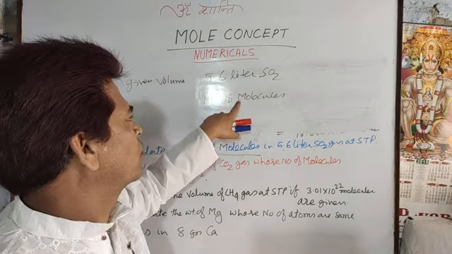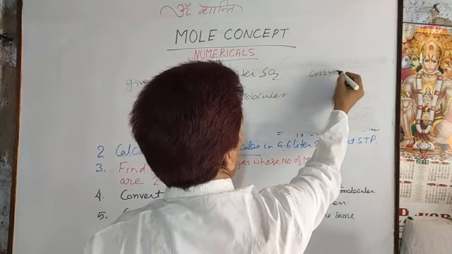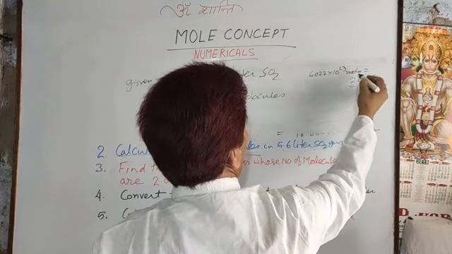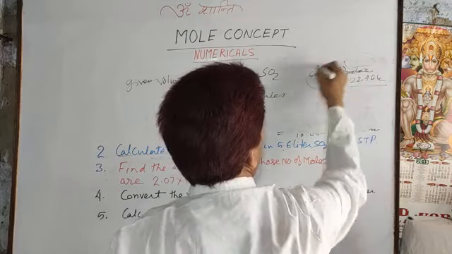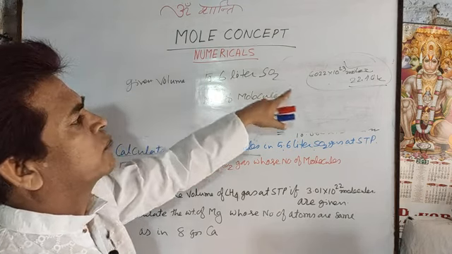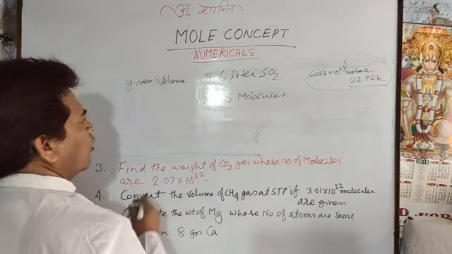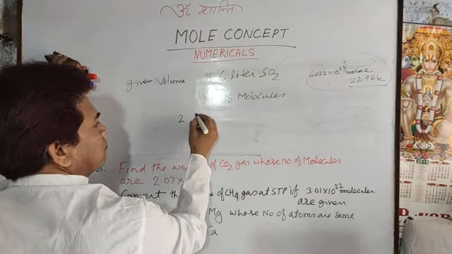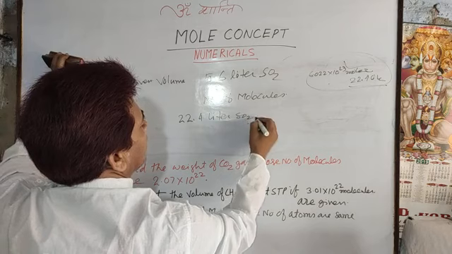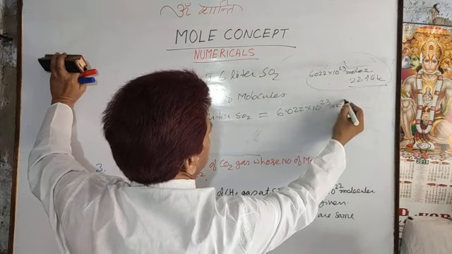Here what is the relation between molecules and volume? 6.022 × 10^23 molecules is equal to 22.4 liter at STP. So the relation between volume and number of molecules is given. First you know that line, and on the basis of the given data you have to calculate. Here volume is given, so you write the first line by the mole concept: 22.4 liter sulfur dioxide contains 6.022 × 10^23 molecules.